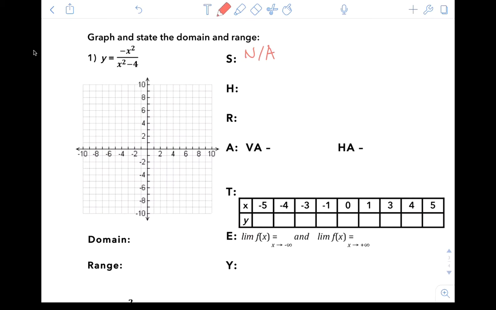Holes: nothing cancels, so there is none. Roots: we set the numerator equal to 0 because there is nothing adding and subtracting on the outside. Negative x squared equals 0. Divide by negative 1, still 0. Take the square root, still 0. Your root is the origin. That is not weird. That is totally fine.